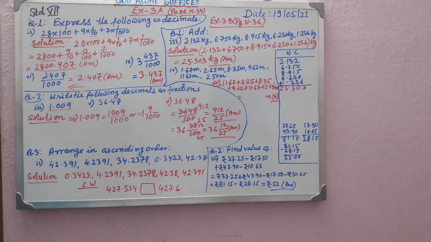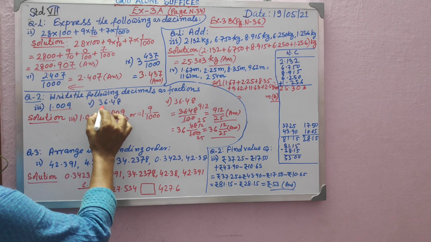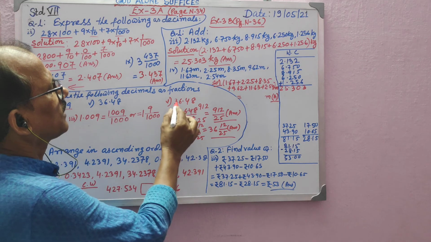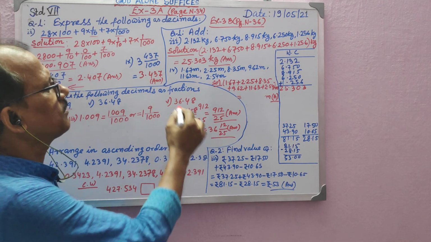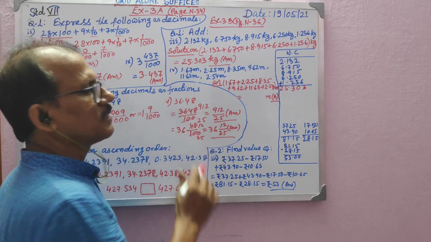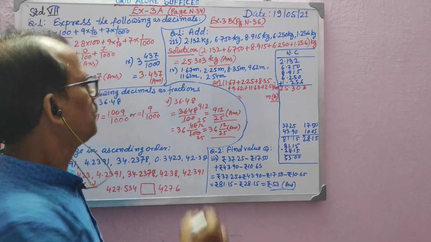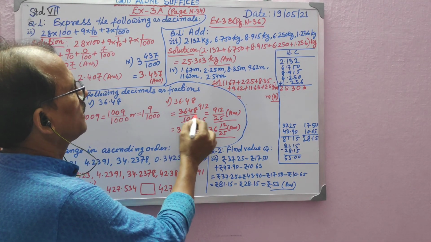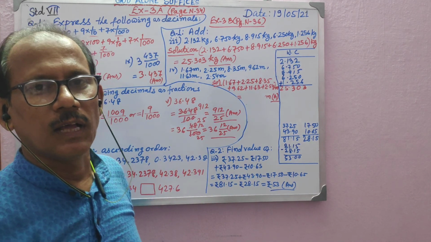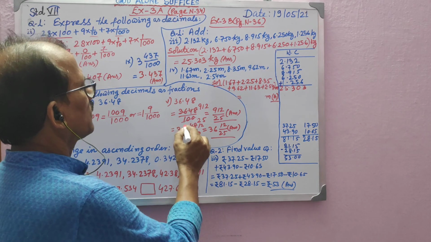That you have understood, I think so. Moving on to this question, 36.48. How will you solve it? You remove the decimal, write down the numerator, and now as many decimal digits as there are, that many powers of 10 it will be. So 3648 divided by 10 power 2, which means 100.